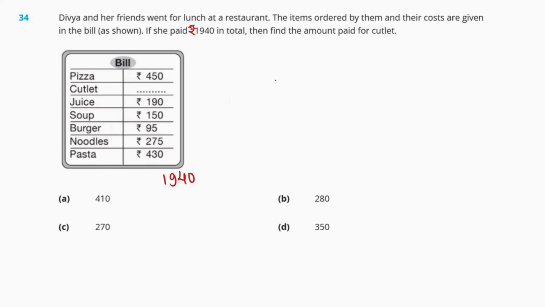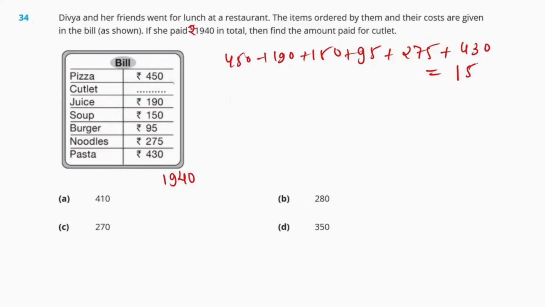We will first of all do the total for the rest of the 6 items. So for that we have to add 450 plus 190 plus 150 plus 95 plus 275 and plus 430, right? So if we do the sum of all of these, the answer will be 1590.